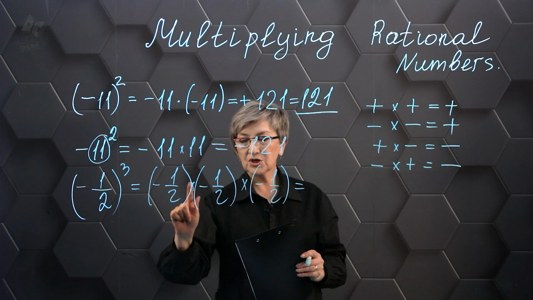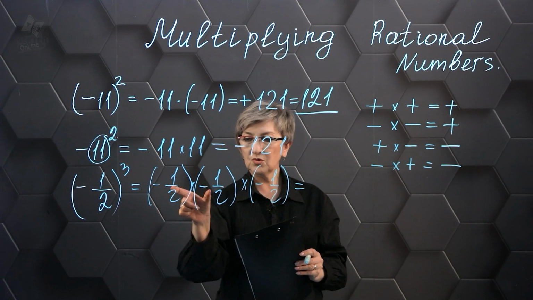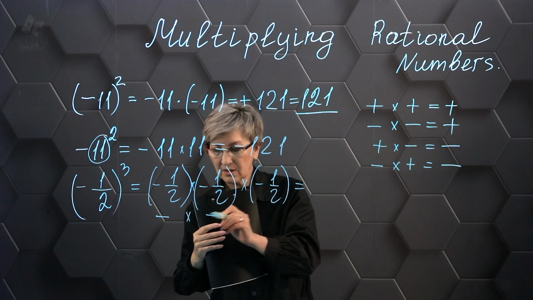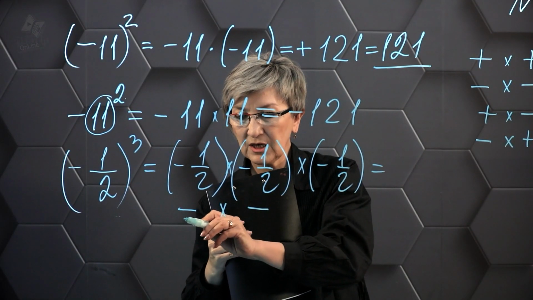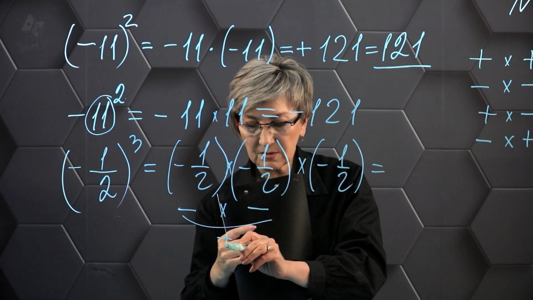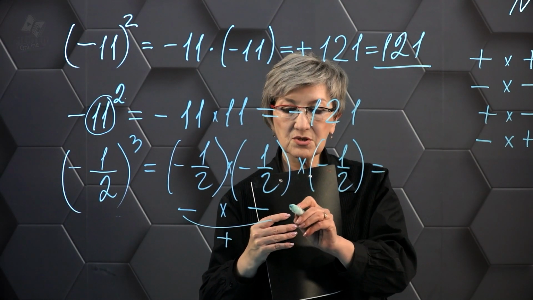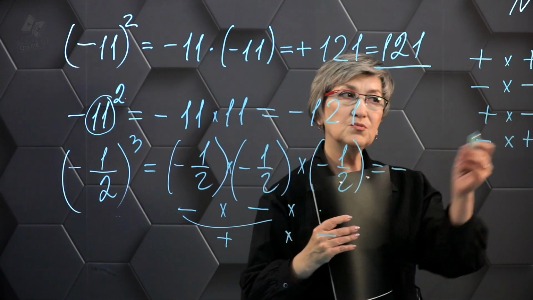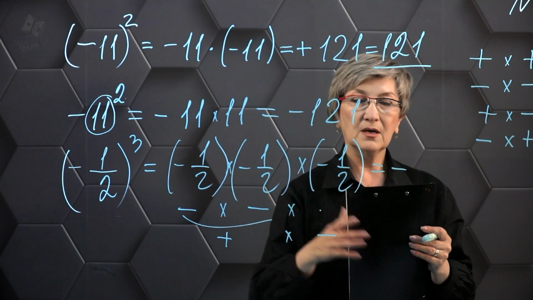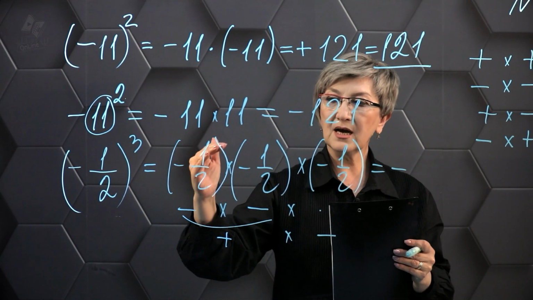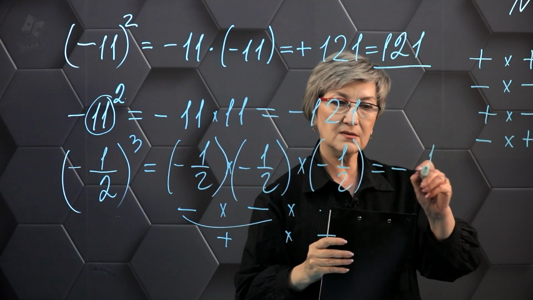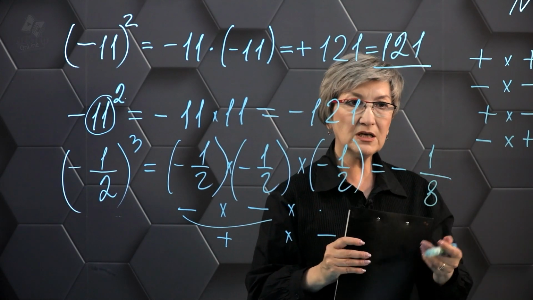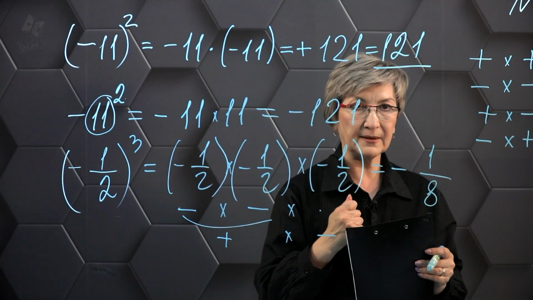To multiply these numbers, I will multiply minus by minus. Let's write negative times negative. As a result, the result will be a positive sign. Now I will multiply this plus sign by the minus sign. So I end up with a negative number. Now I multiply the numerators 1 by 1 by 1. That's 1. And 2 times 2 times 2 equals 8. In the end, I have negative 1/8.